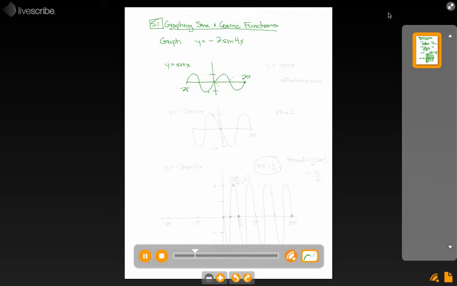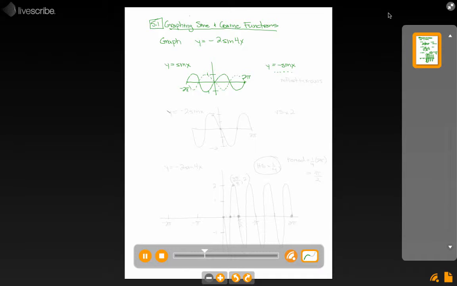Now I might want to do the transformation of doing the reflection. Might even use the same set of axes. Y equals negative sine x is just going to be that same size of graph, same period, same amplitude, but goes down instead of up. And so with the dotted line, I've got that one.